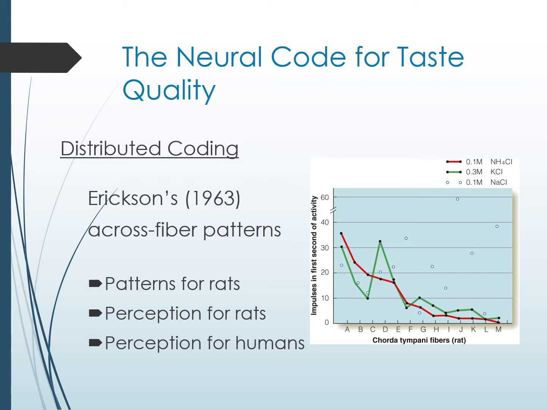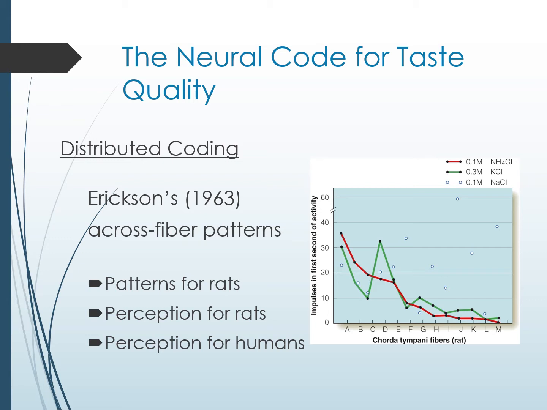And I'm going to start with Robert Erickson's pretty classic experiment that was done in 1963, where he looked at these across fiber patterns in the chorda tympani. If you remember, the chorda tympani is one of the cranial nerves taking the information from the taste receptors to the medulla in the hindbrain. And if you look at the figure, he gives us chorda tympani fibers A through M. So he's looking at the firing rate of various chorda tympani fibers.